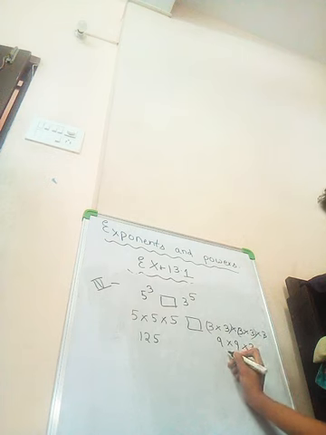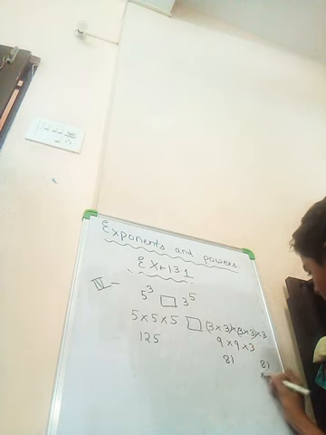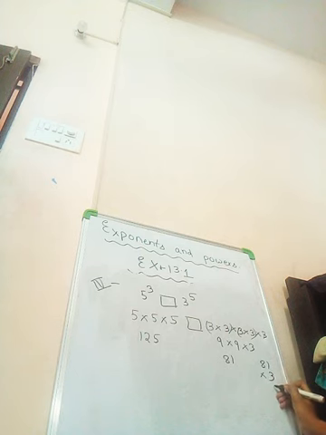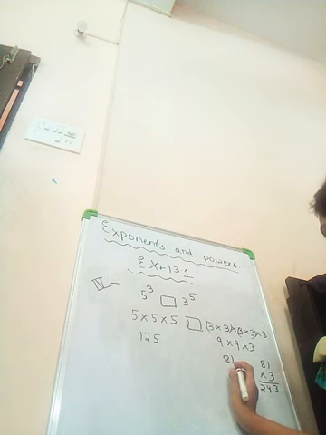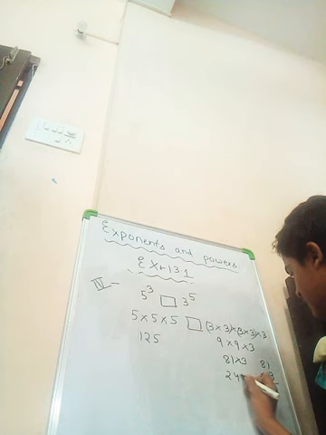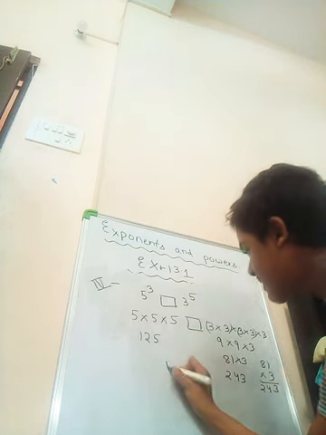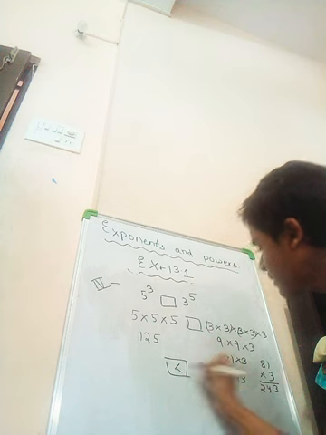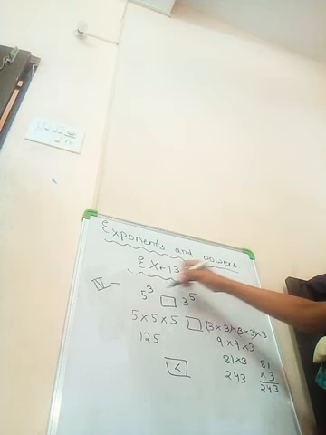Here what will we get? 9 9s are 81, 81 into 3. 3 1s are 3, 3 8s are 24. So this side we got 243 and that side we got 125. So we can say that 3 to the power 5 is greater than 5 to the power 3. So this one is greater than this one.